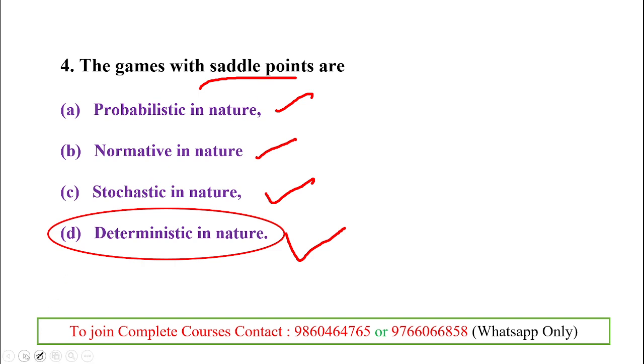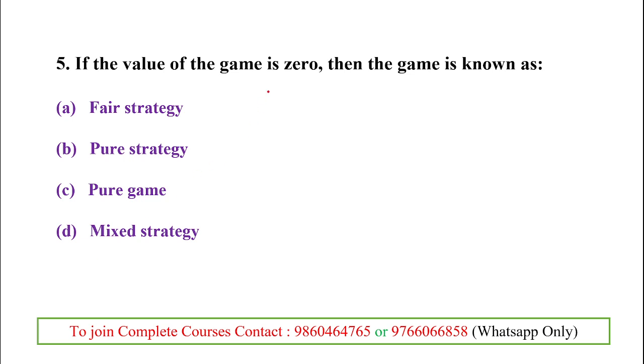Clear? Then if the value of the game is 0, then the game is known as fair game, pure strategy, pure game or mixed strategy. And the answer is pure game. For a zero sum game, the game is a pure game. Okay. A game with zero value gives a pure game. Clear?